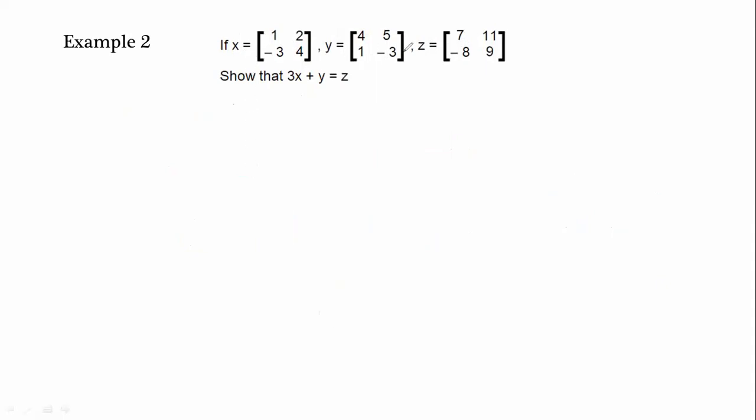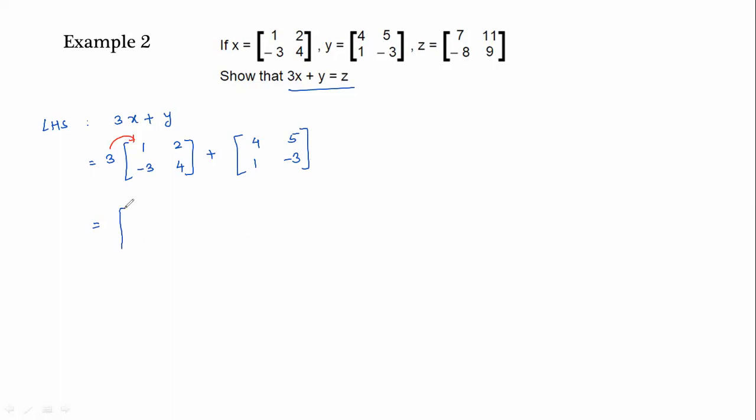X, Y, Z are the matrices, and you have to prove that 3X plus Y is equal to Z. Let me take the LHS. What is the LHS? 3X plus Y. 3 into the X matrix: 1, 2, minus 3, 4. Plus the Y matrix: 4, 5, 1, minus 3. Is it correct? So let us multiply this 3 with all the elements.